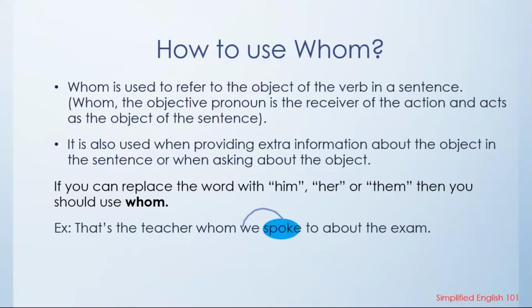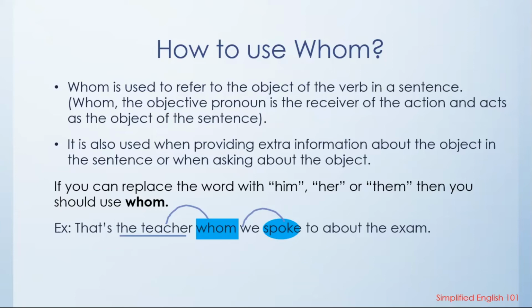Now that we know that, we need to identify who is receiving the speaking to about the exam. It is the teacher whom we spoke to about the exam. And so the teacher in this sentence becomes the object of the action being done by us. And so whom is used in an objective way. Another way to find out if we've used whom correctly is to ask ourselves the question, whom did we speak to about the exam? If our answer is him, her, or them, then we've used whom correctly. Our answer for this question would be the teacher or her.